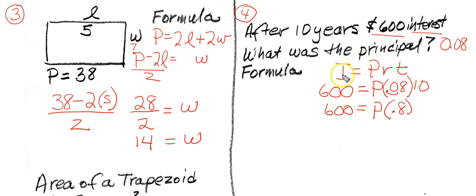So again, you had to recognize the interest formula, had to know how to substitute into the formula, and now we want to solve for P. Well, we're going to divide both sides by 0.8. And using your calculator, you get $750.